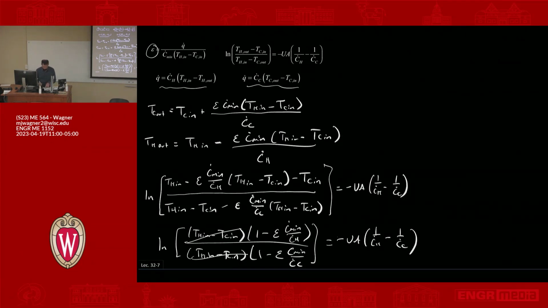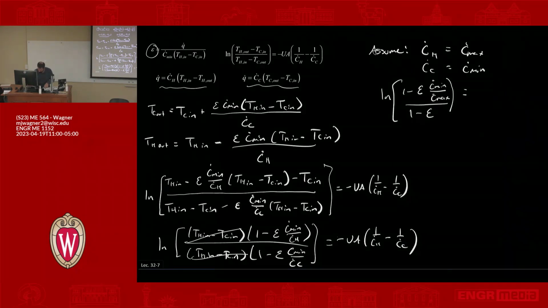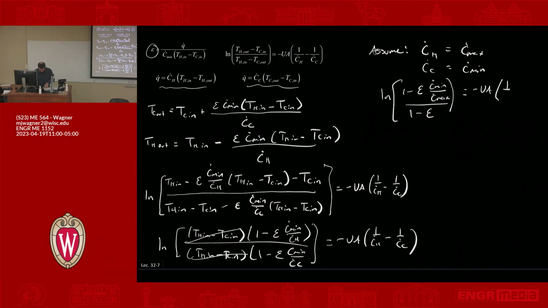So let's make the assumption, so assume that C dot H is equal to C dot max, and C dot C is equal to C dot min. And then substitute those in. And we end up with, wish my slides were bigger, ln of 1 minus epsilon C dot min over C dot max, divided by 1 minus epsilon C dot min over C dot min, which is just 1. So like that. Right, like this. And then we have minus UA times 1 over C dot max minus 1 over C dot min.